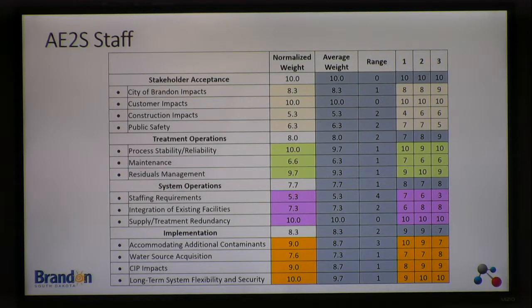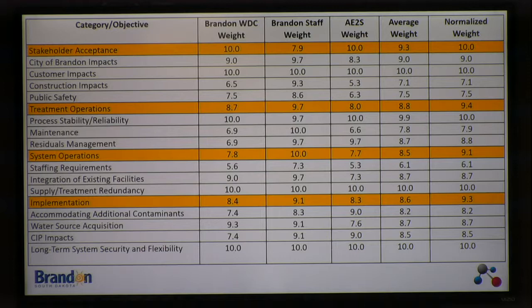So all of these numbers then were consolidated. The Brandon Water Development Committee weights, the Brandon staff weights, and the A2S weights were averaged. Basically, this was presented to the city council as an idea, and so we moved ahead with the approach. After the averages are done, they're normalized so that the one that had the highest average weight was given a normalized weight of 10.